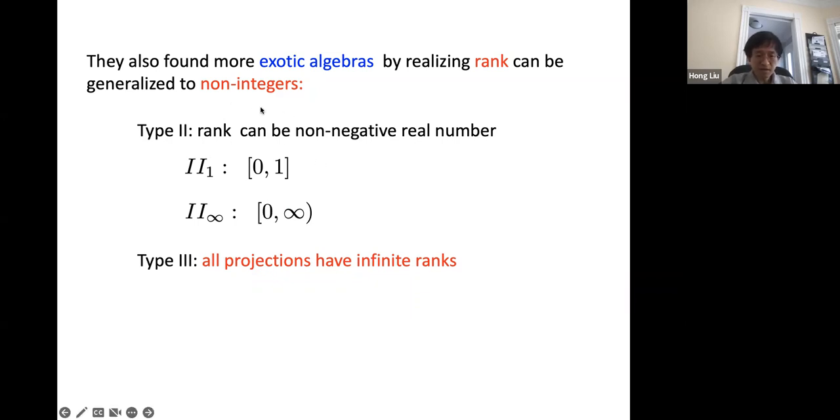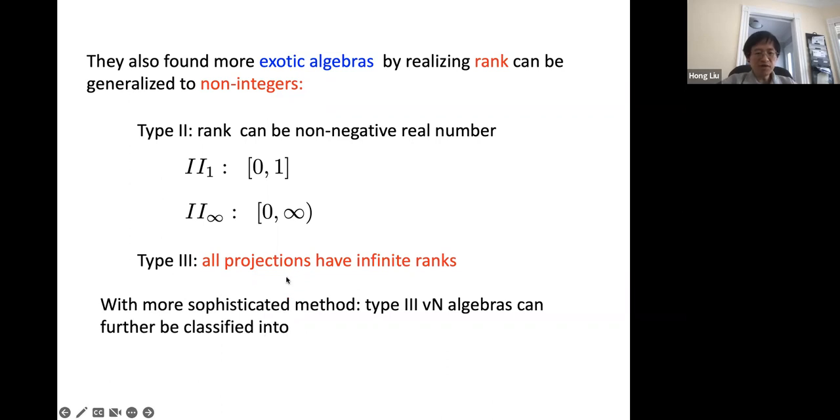Now this rank can no longer be used to classify the type three algebras, because everything is infinite. Again you need a new language to talk about it. Using more sophisticated methods, which I will mention briefly later, this type three von Neumann algebra can be further classified into type III zero, type III lambda, where lambda is a parameter between 0 and 1, and type III one. I will not go into details on them. You only need to keep in mind that there are these exotic algebras which have been classified.